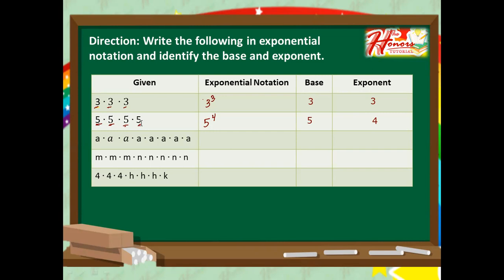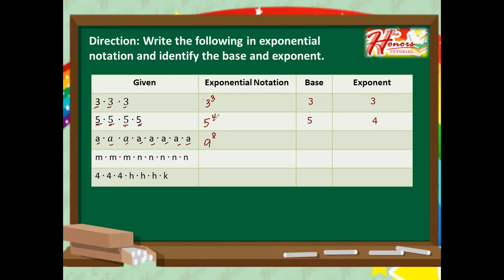Next. So for letter A, as you can see, A is a variable. It is possible for us to get an exponential notation, base and exponent, coming from the variable. So we have here A, and then how many times is A multiplied to itself? So that is 1, 2, 3, 4, 5, 6, 7, 8. So that is 8 times. So that is raised to 8.